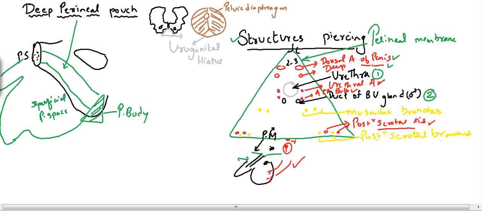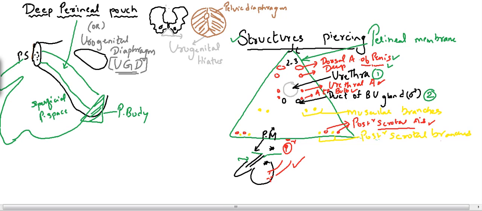The only other name I request you to remember is that the other name of the deep perineal pouch is also called the urogenital diaphragm. If you understand this, then everything becomes easy. So please remember the other name of the deep perineal pouch is UGD, urogenital diaphragm. What is this urogenital diaphragm? We don't know anything.